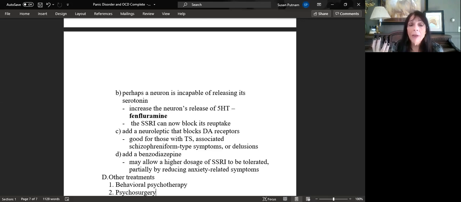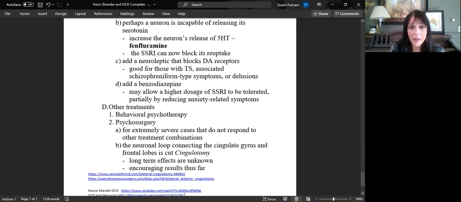Finally, fourth, these are the four I'm giving you for purposes of this course. Add a benzodiazepine. If you add a benzodiazepine, which, remember what it does, it increases GABA activity, you might be able to pump up the dosage for the SSRI without suffering the consequence of those extra symptoms you don't want, increase in anxiety, okay?